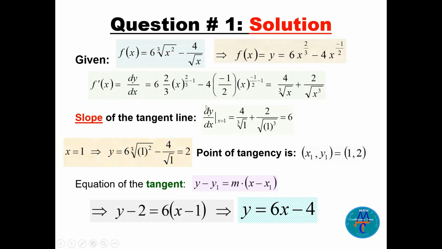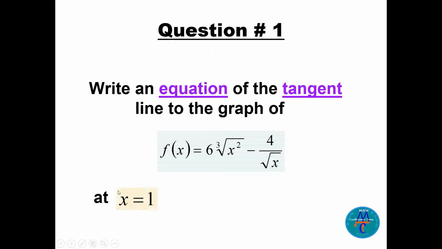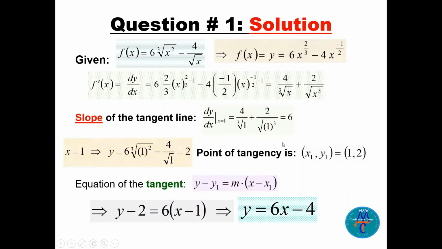Now be careful here. The slope of the tangent line will be the derivative, see, f prime or dy over dx, when x equals 1. 1 is given in the question here. So I put 1 there in the derivative. 4 over 1 plus 2 over 1, it will be 6. That's the slope.